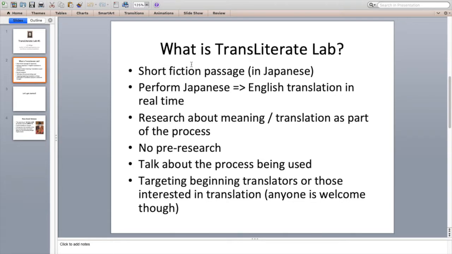This will include research about the meaning of any of the words of the passage, and also research about how to do the right translation. I will not be doing any pre-research for this. I may look at the passage briefly, but I'm not going to be actually doing research before I start the video, nor am I going to be doing any translation. So it'll be, for the most part, live, and I'll be focusing on the process that I'm using, and I'll be targeting beginning translators or anyone who's interested in getting into translation or just wants to see how it works.